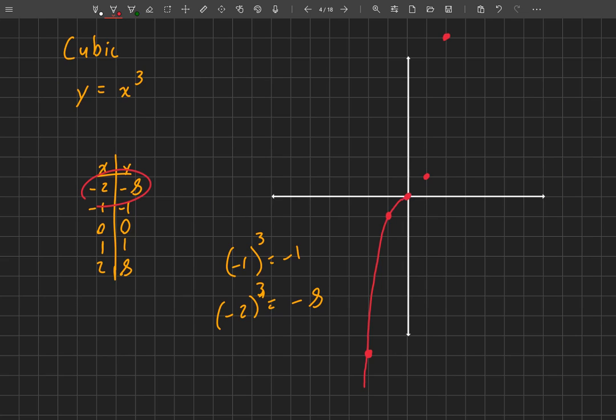So it curves up like this. I like to do it in two pieces so I don't get the curvature wrong. So it curves up to that, and then it's going to curve like this, and then go up to that point. That's what the cubic looks like.